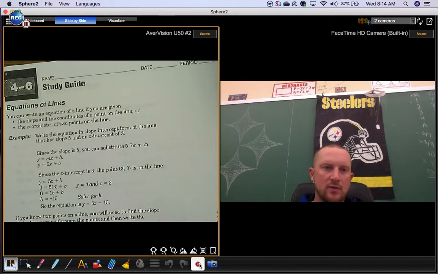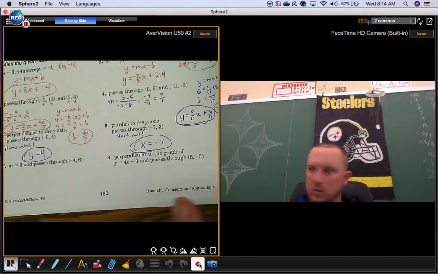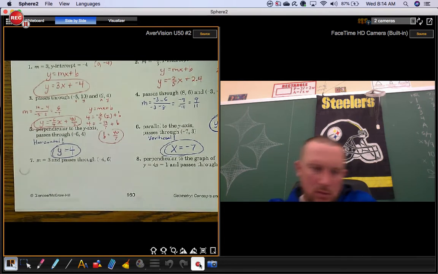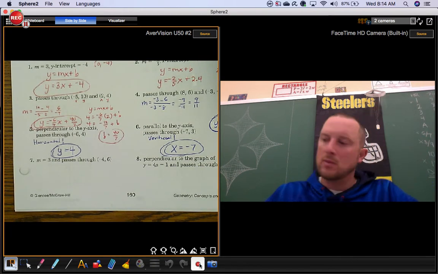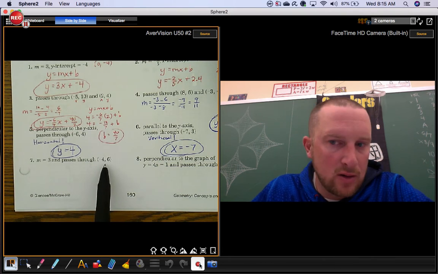This is our study guide for 6. We're going to finish up this worksheet. We're going to do problems 7 and 8. So we want to write an equation of a line. Our equation is going to have a slope of 3 and it's going to go through this ordered pair.